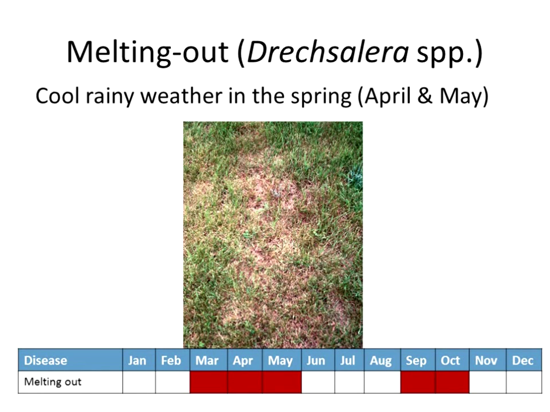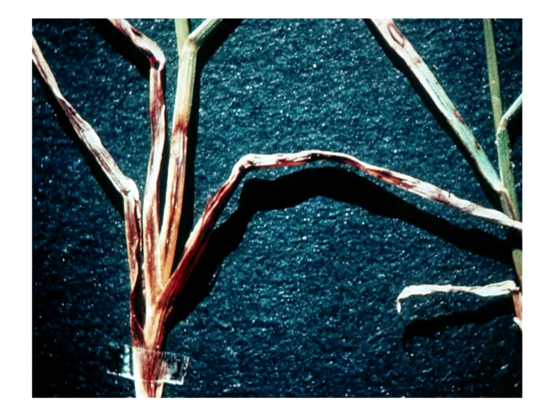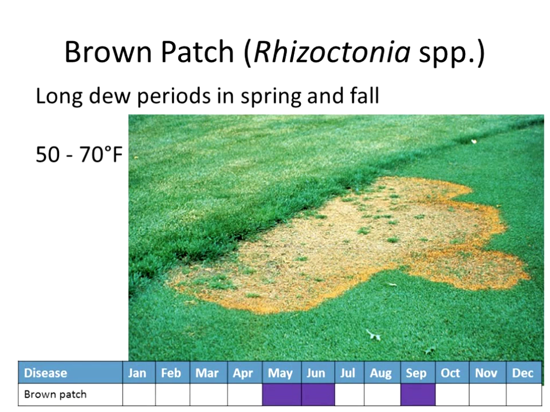Melting out is another problem that is really common and basically looks like thinning patches of turf grass in your lawn. Cool rainy weather in the spring, so April and May, can be a problem. Also something, typical weather for North Dakota in the spring. If we were to look, that's basically a picture of the grass kind of dying. The last one, I believe this is the last one on the list, and then we're going to talk about some general management stuff, just about taking care of your turf grass and preventing these problems in the first place.